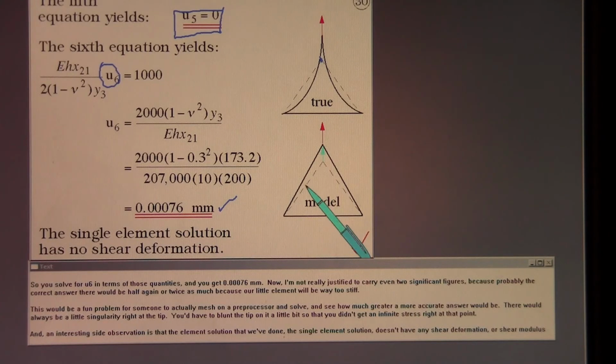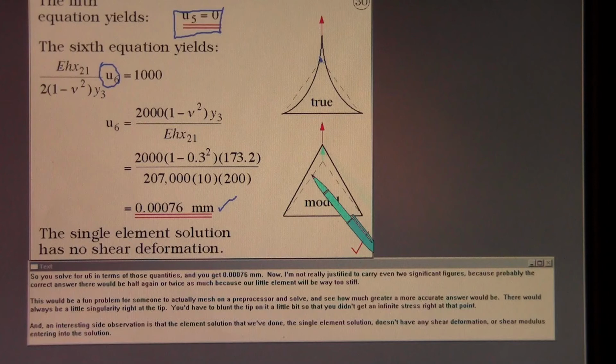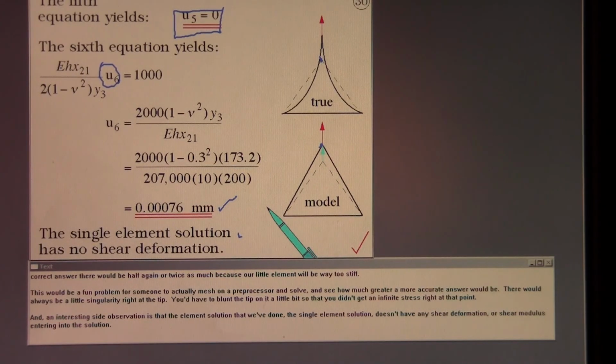This would be a fun problem for someone to actually mash on a preprocessor and solve and see how much greater and more accurate the answer would be. There would always be a little singularity right at the tip. You'd have to blunt the tip a little bit so that you didn't get an infinite stress right at that point. And an interesting side observation is that the element solution that we've done, the single element solution, doesn't have any shear deformation or shear modulus entering into the solution.